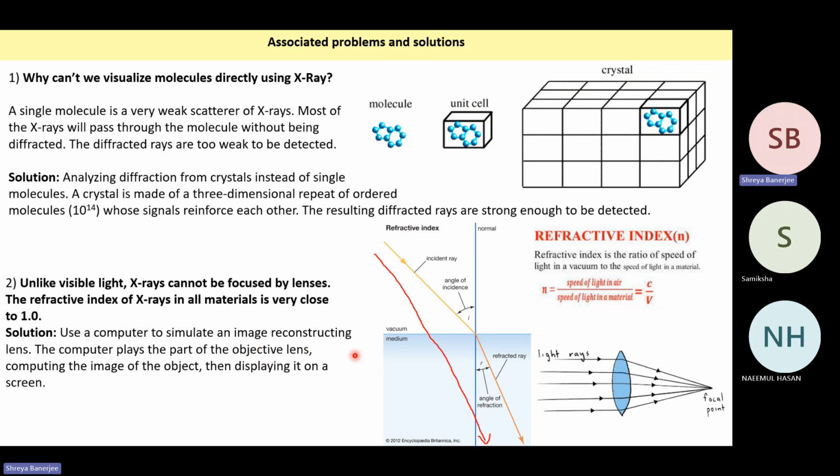That means you don't use normal glass as a lens, but the computer interprets the diffraction pattern and acts as a lens, and then displays the three-dimensional structure on the screen. So in X-ray crystallography, the normal lens used in light microscopes is not used.